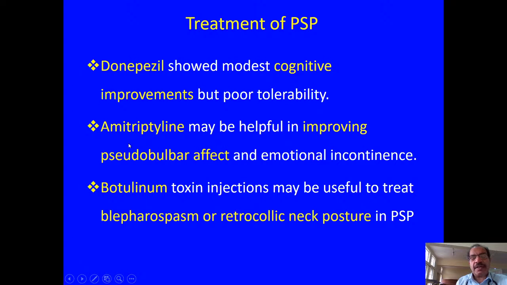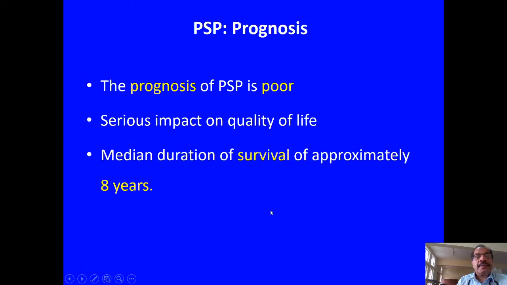Those patients who have severe rigidity, if it is localized, like a retrocollic neck posture or blepharospasm, then you can inject botulinum toxin locally, but it cannot be given all over the body. So prognosis, as I mentioned, is of a neurodegenerative disorder which has a rapidly progressive course, and within a few years most of the patients will have severe neurological deficit and will require substantial help from outside, and most of the patients succumb to the illness within about 8 years.